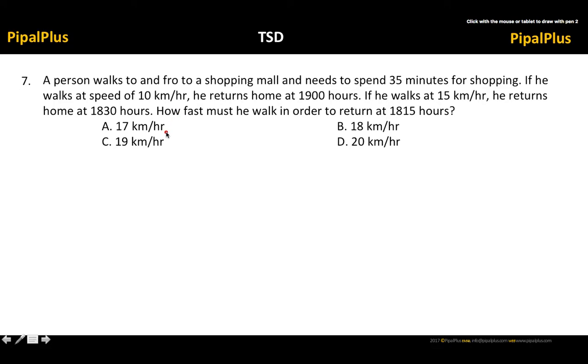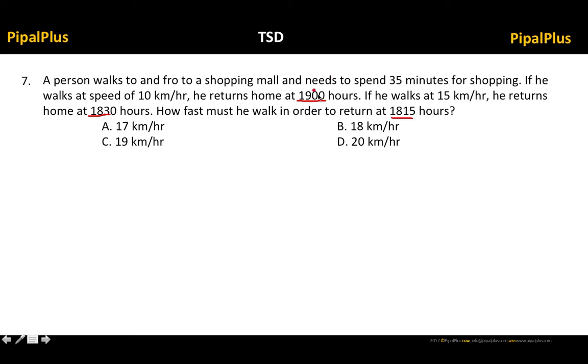Now this question is going to be slightly confusing. You want to take a minute to read the question and then return to the discussion. Okay, so the discussion here goes: you notice that what is happening is that a person is going from his home to the shopping mall, spending 35 minutes there and then returning, right? And for the different speeds that he takes, the only thing we know is the ending point, the ending points of his journey.